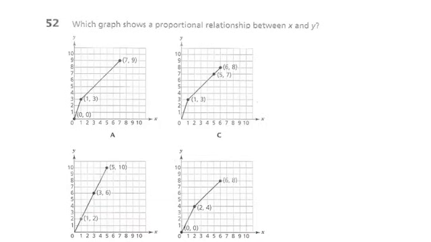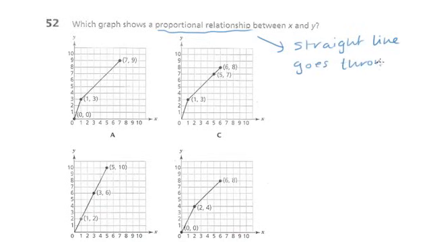Okay, 52. And 52, it says which graph shows a proportional relationship. So we've done this a few times right now. If it's a straight line and it goes through 0, 0, I should say, the origin, then it's a proportional. Well, that's not a straight line. It has a bend in the middle, so it's not A.